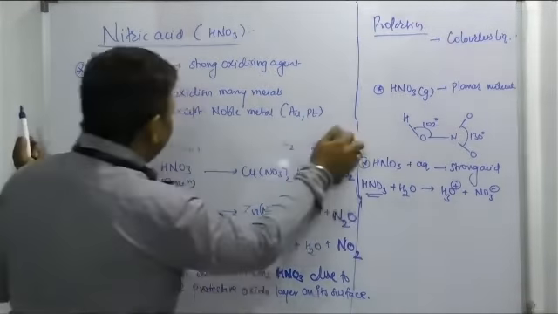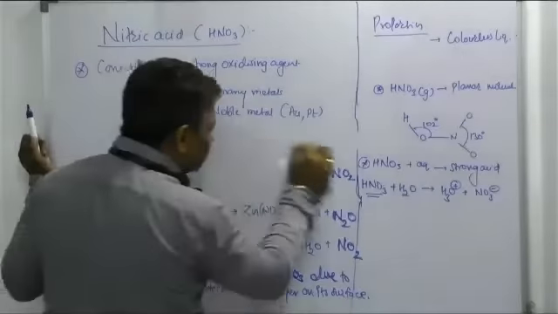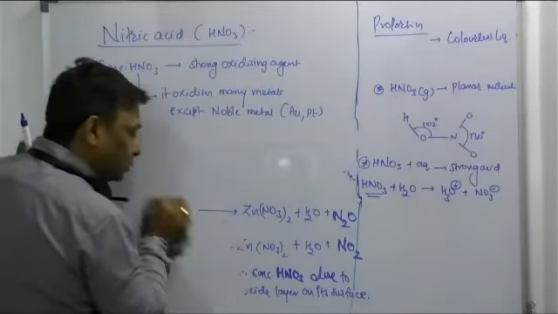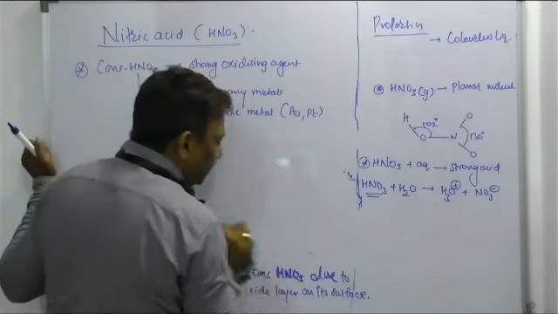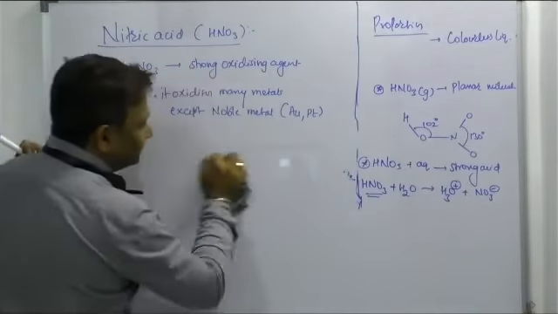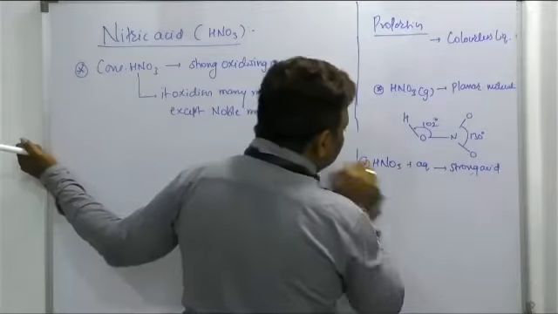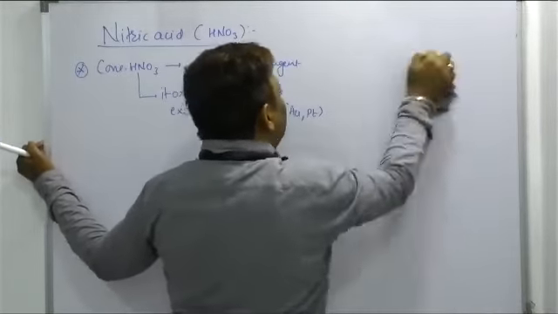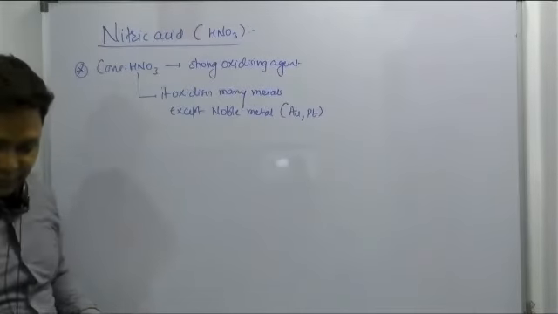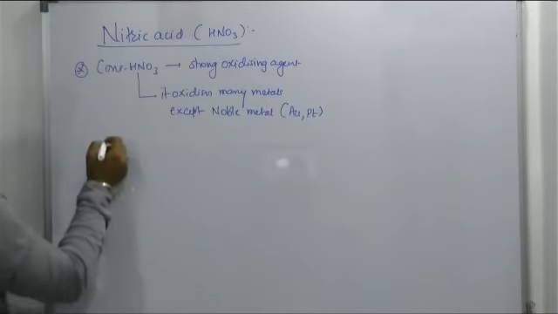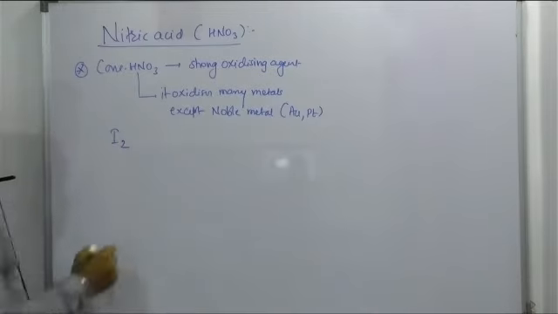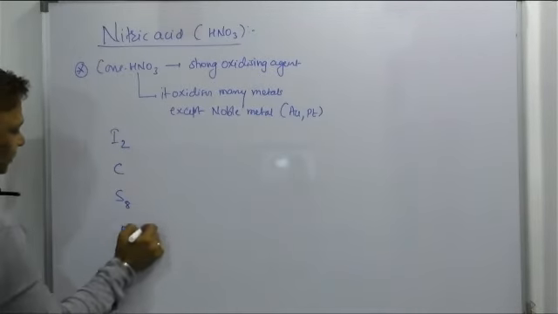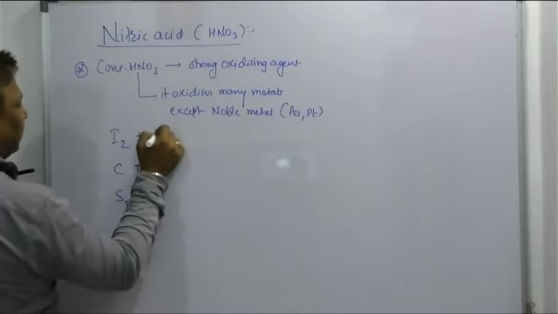Now, as it is a strong oxidizing agent, it can oxidize not only metals, it can oxidize even non-metals. What are the non-metals oxidized by concentrated nitric acid, and during their oxidation, into what products are the non-metals converted? Let us say iodine is a non-metal, carbon is a non-metal, sulfur is a non-metal, phosphorus is a non-metal, and they all are going to combine with nitric acid.